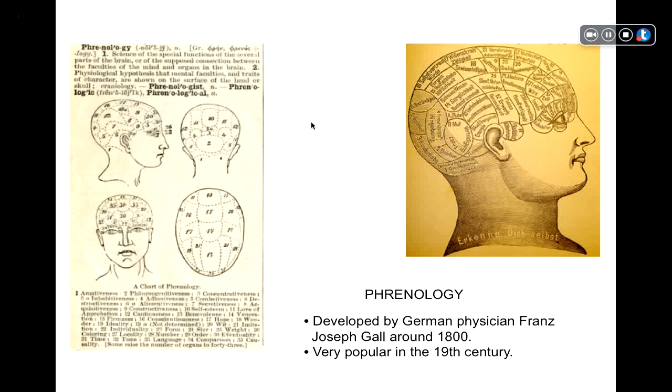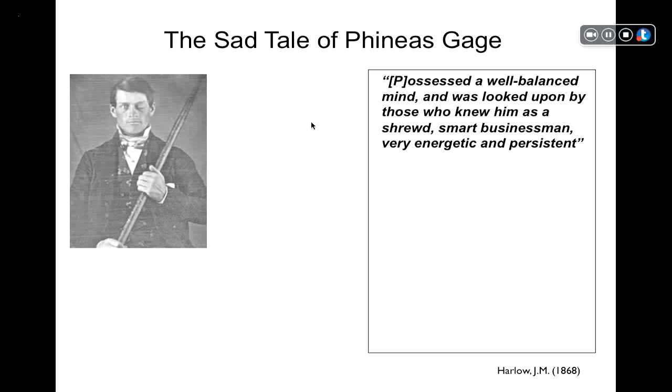But what we now know, through scientific research in neuroscience, is that there are particular parts of the brain that are primarily responsible for various attributes and behaviors. So in that sense, the phrenologists had it somewhat right.